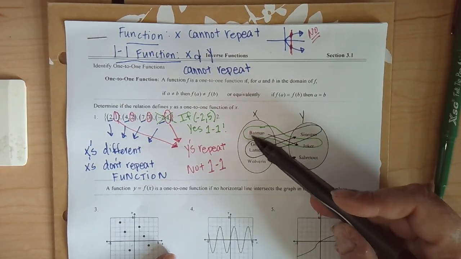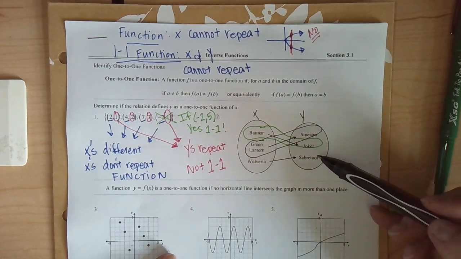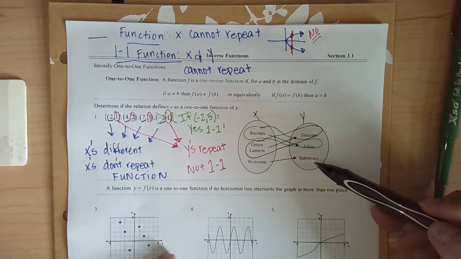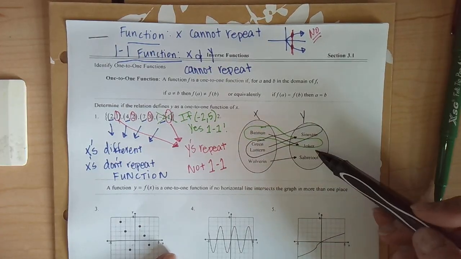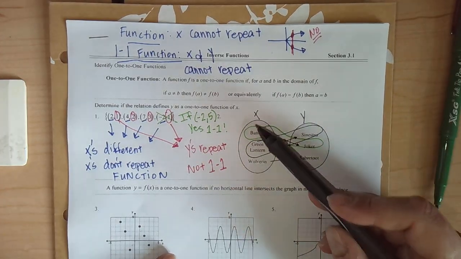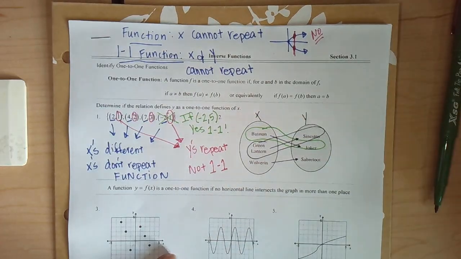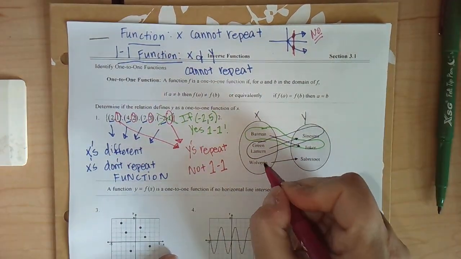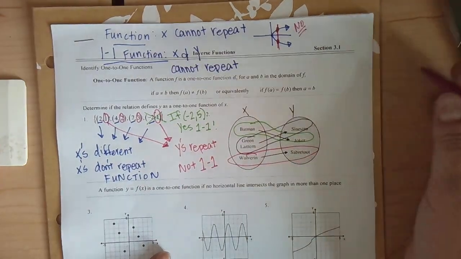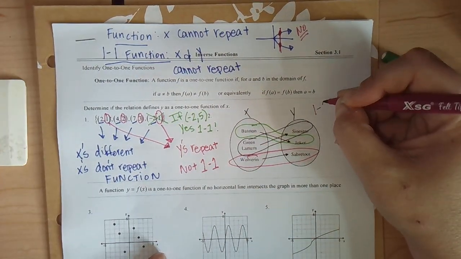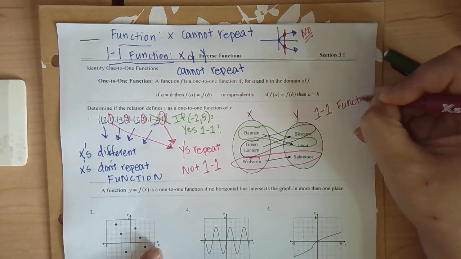So the x's do not repeat. Batman is not the hero for the Joker and the Sinestro. Batman is only the hero for the Joker. So the x's are not repeating. Then we have Wolverine, and I think that's supposed to say Sabretooth. So this is a function, and it's a one-to-one function.